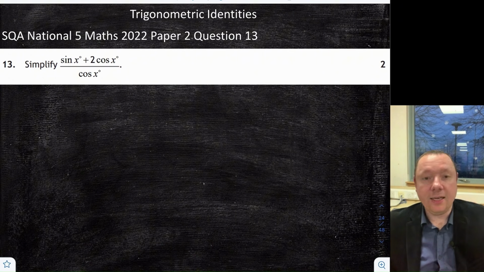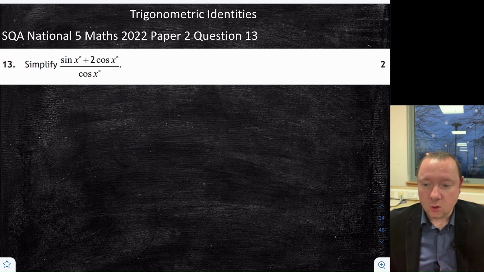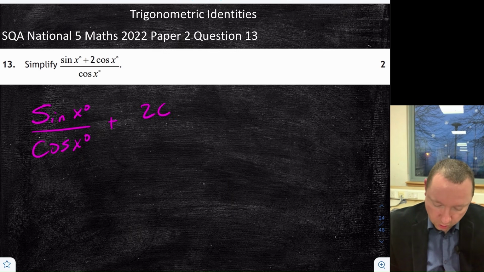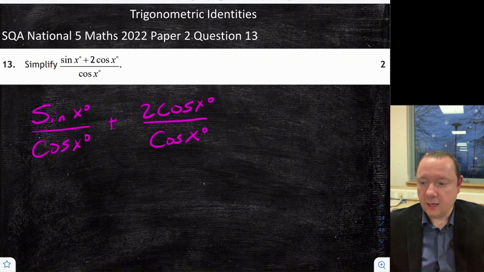SQA National 5 Maths 2022, Paper 2, Question 13. Another trigonometric identity question. Simplify sine x plus 2 cos x over cos x. Okay, so we could split this up into 2 separate fractions. We've got sine x degrees over cos x degrees plus 2 cos x degrees over cos x degrees. And then we can deal with each fraction individually. You get a mark just for separating them out, by the way.